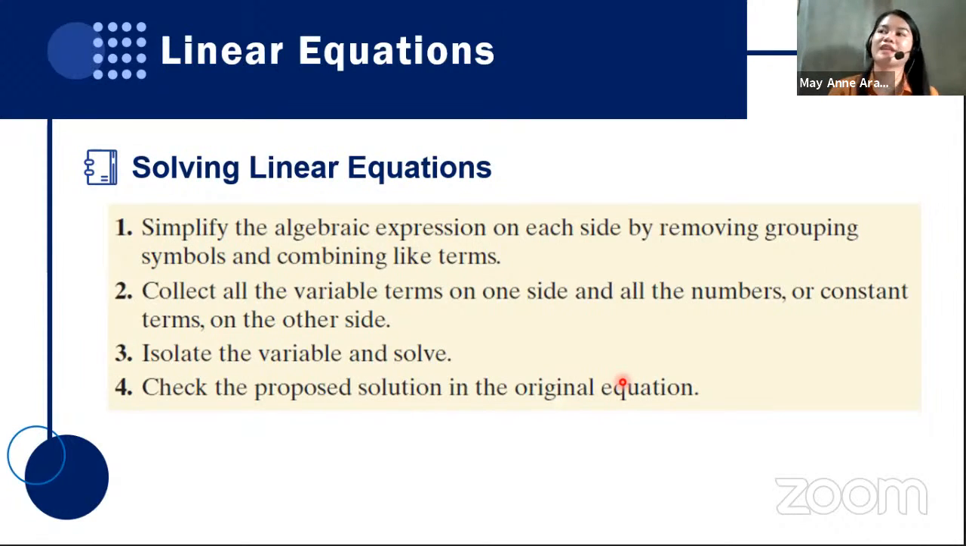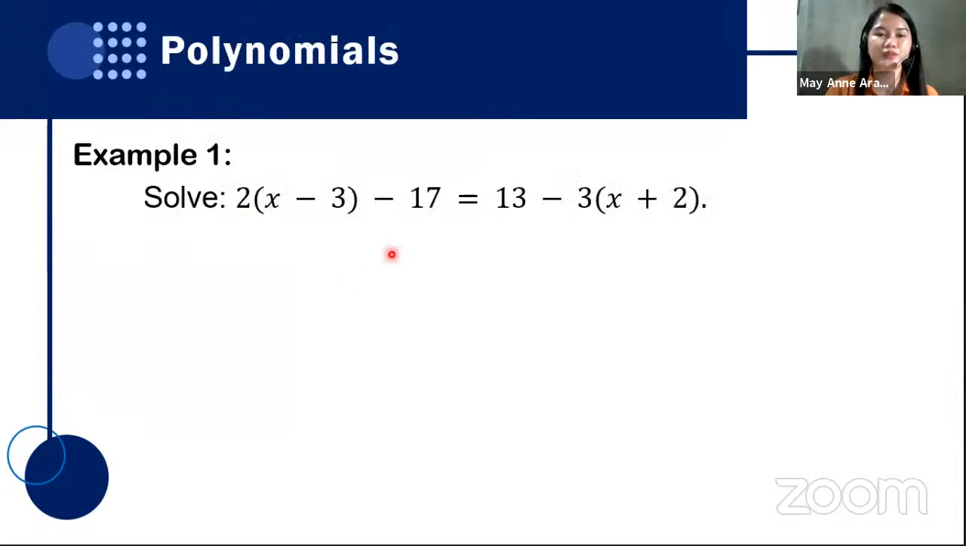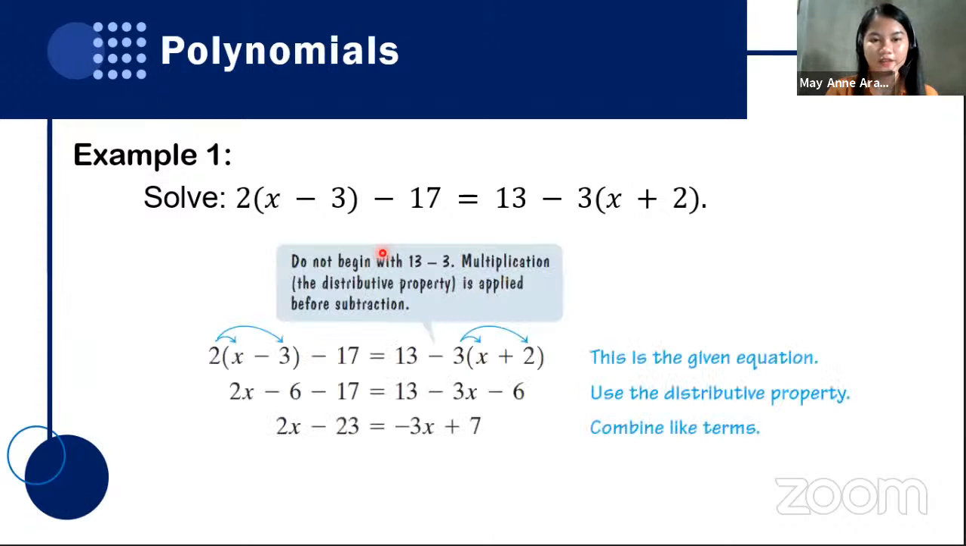So usually sa left side, lahat ng variables, and right side, lahat ng constants. Then isolate the variable and solve and check the proposed solution in the original equation. Okay, example. Solve 2 times quantity of x minus 3 minus 17 equals 13 minus 3 times quantity of x plus 2. Okay, so for this, apply the distributive property. So remove muna natin lahat ng may parenthesis.